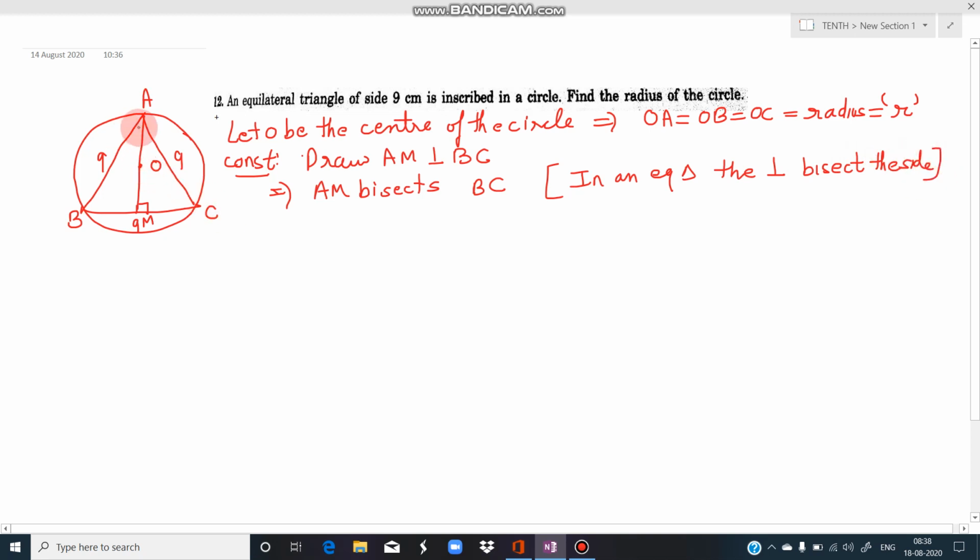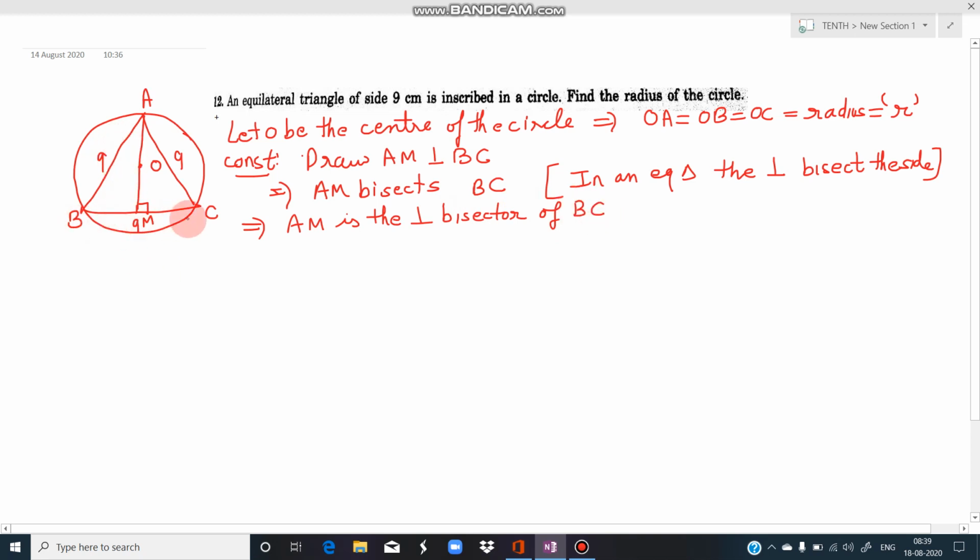So in an equilateral triangle, if we draw a perpendicular from the vertex to the side, it will bisect the side, and if I draw the bisector, it will be perpendicular to the side. So from here we conclude that this AM is both perpendicular and bisector, that is, AM is the perpendicular bisector of BC.